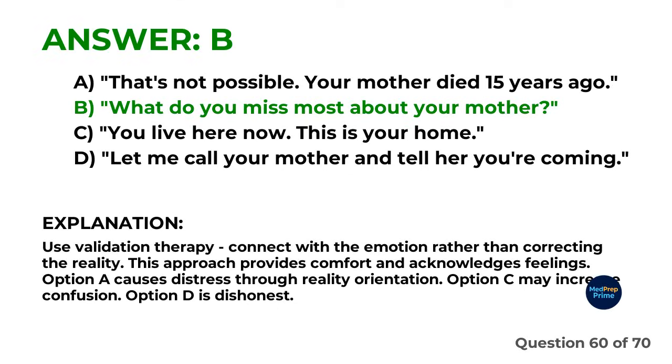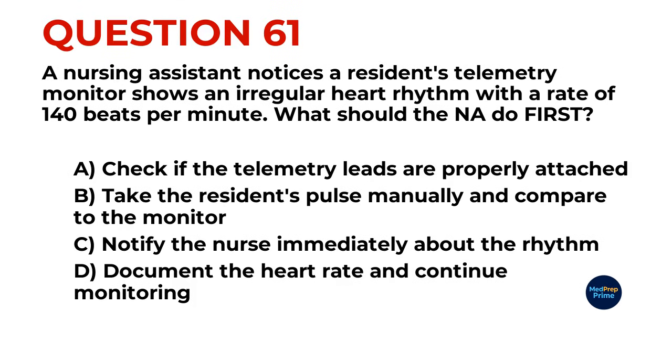Correct answer, B. Use validation therapy. Connect with the emotion rather than correcting the reality. This approach provides comfort and acknowledges feelings. Option A causes distress through reality orientation. Option C may increase confusion. Option D is dishonest.